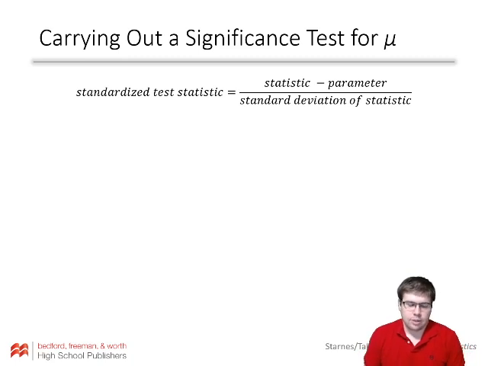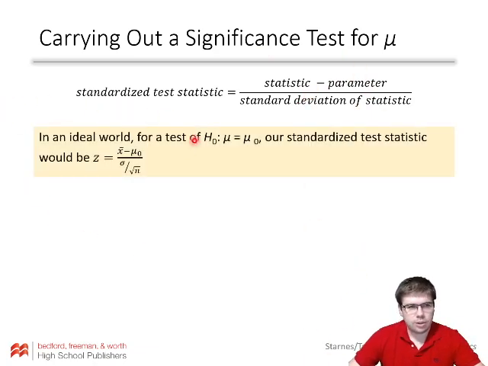All right, so carrying out our test for mu, we're going to calculate our standardized test statistic. This is like our z-score: statistic minus parameter over the standard deviation of the statistic. That's what we want to see, how far from the expected our result is. In an ideal world, if we had a null hypothesis that mu equals some number, our standardized test statistic would find our x bar, how far it is from that mu, and divide by sigma over root n. That would be a z-score, a number of standard deviations from the mean.